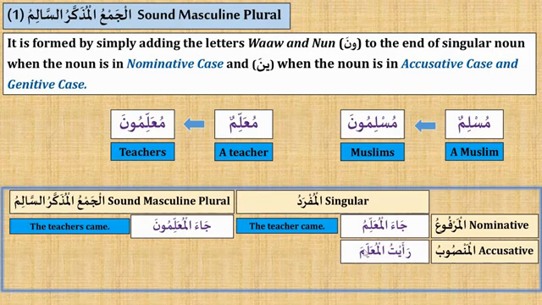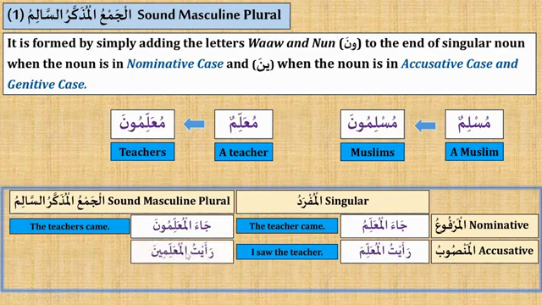رأيت المعلمة, I saw the teacher. In this case, the plural must be رأيت المعلمين, I saw the teachers. It must end with ya and noon.